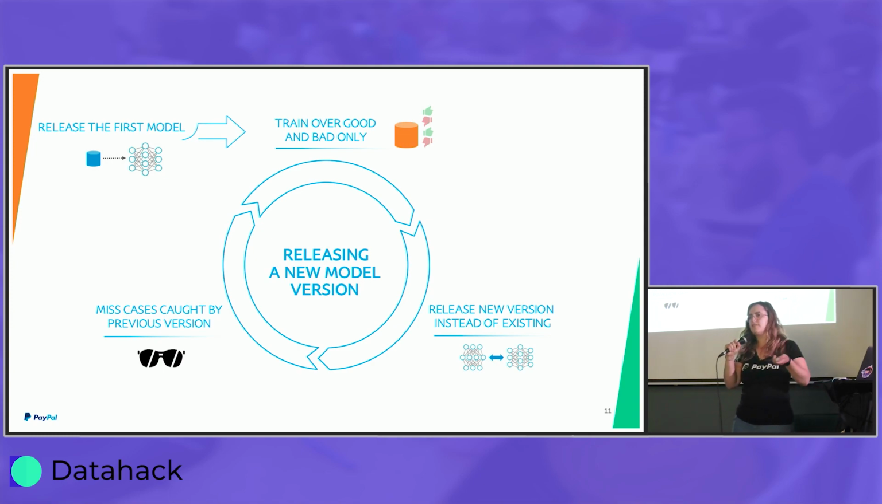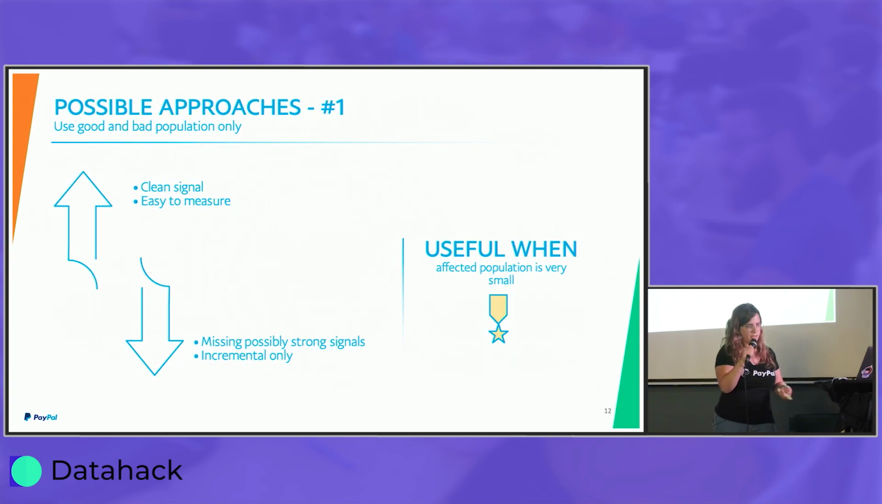So while this simple approach can still be useful, it can be useful when you have a very small affected population and you know for some reason that it's okay to ignore it, and you have enough signals within your data.